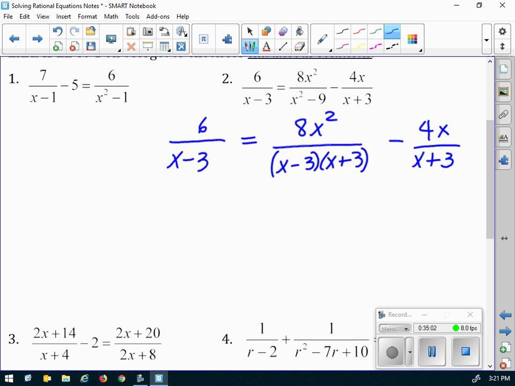Can I cross multiply? No, because I do not have one fraction on each side of the equal sign. So I'm going to have to get a common denominator. x plus 3 times x minus 3. Good. So what is this first fraction missing? What's the middle fraction missing? Nothing. What's the last fraction missing? x minus 3. Good. Now, I'm going to put plus a negative.